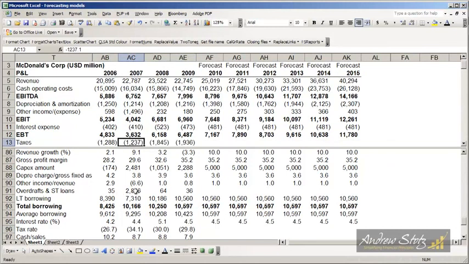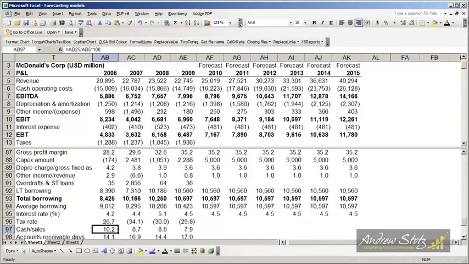How do we do that? We just look at the amount of taxes that it pays relative to its earnings before taxes. So that would be AB 13 here, or taxes, divided by AB 12, which is earnings before taxes, times 100. That gets us a 30%, 26.7.